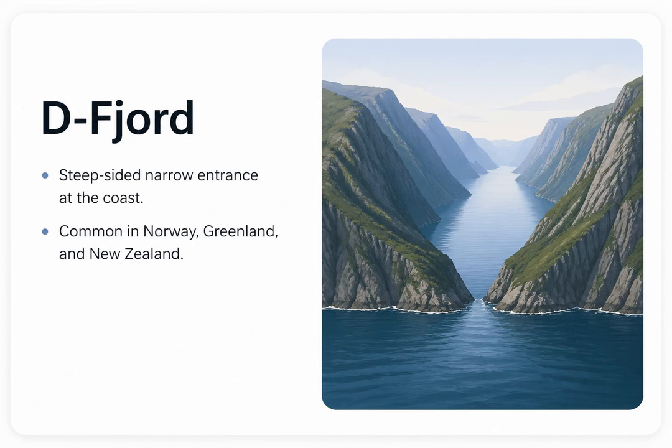Finally, at the coast, we find fjords. A fjord is a steep-sided, narrow, inlet-like feature where a glacial trough meets the sea. As the glacier retreats and sea levels rise, the ocean floods the deep U-shaped valley. These are incredibly common in places with heavy historical glaciation, like Norway, Greenland, and New Zealand.